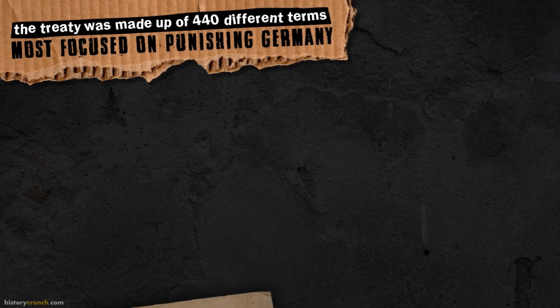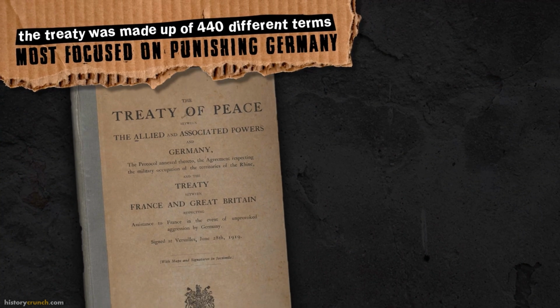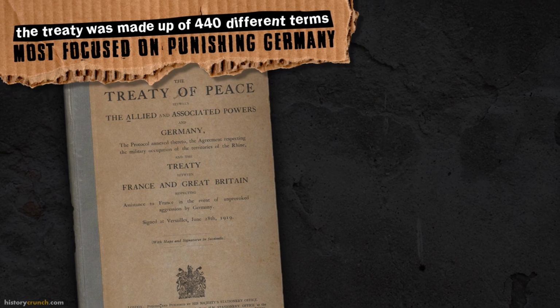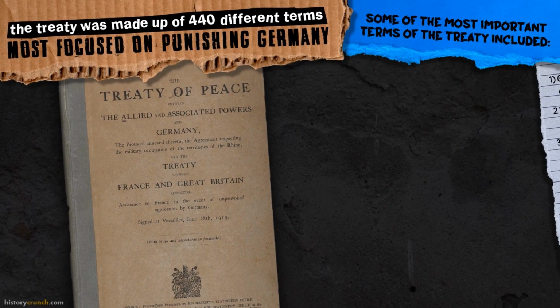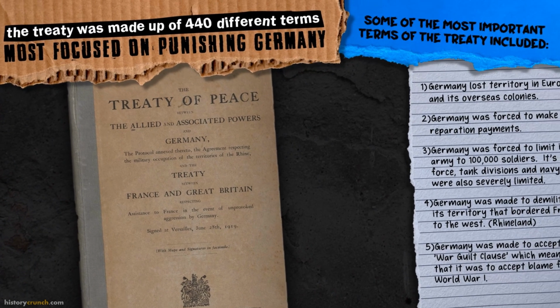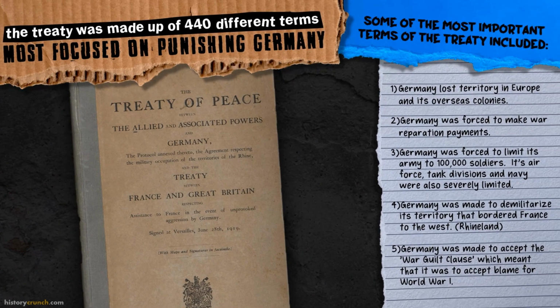The Treaty of Versailles was made up of 440 different terms, with most focusing on punishing Germany. Some of the most significant terms imposed on Germany included: it lost territory in Europe and its overseas colonies. It was forced to make war reparation payments.